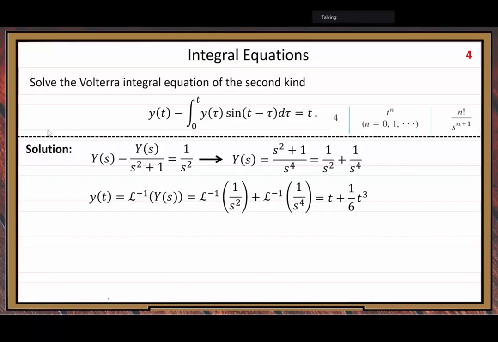So little y, you can find the solution. Little y, this function, easily. So you can see this convolution tool is very useful. All right.